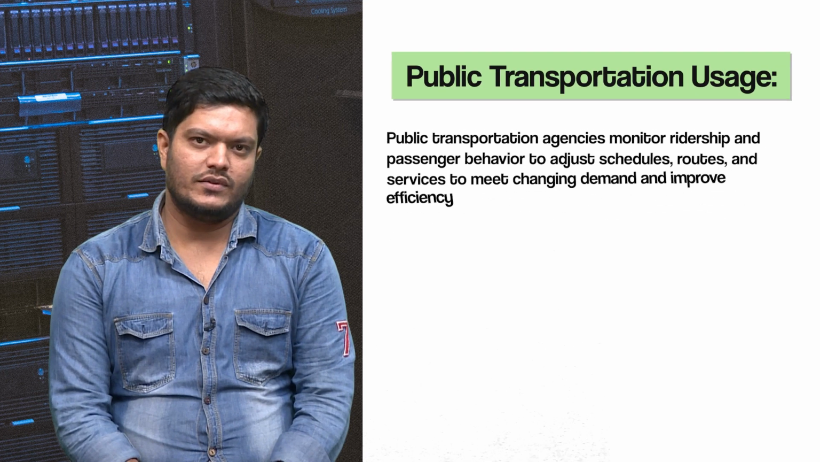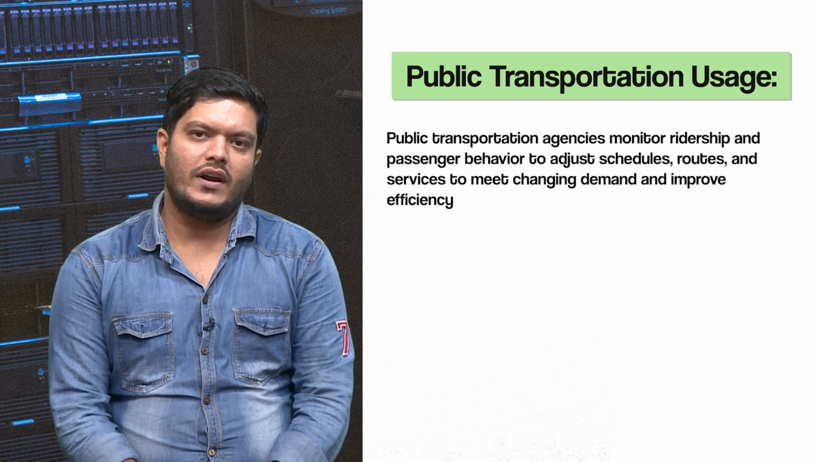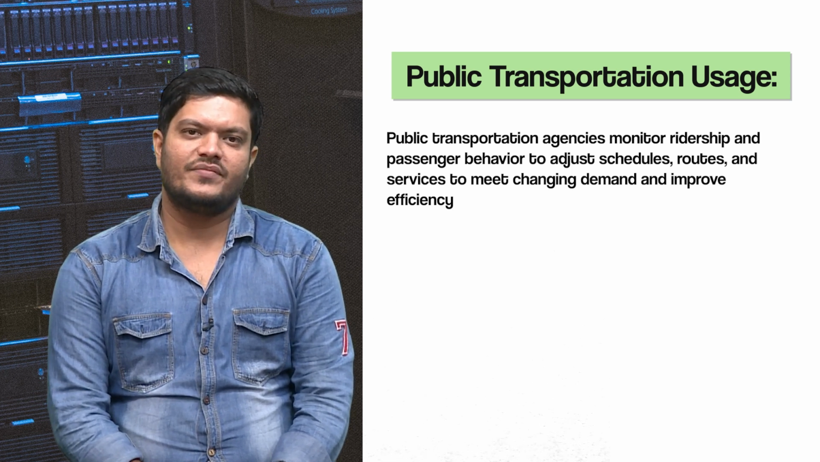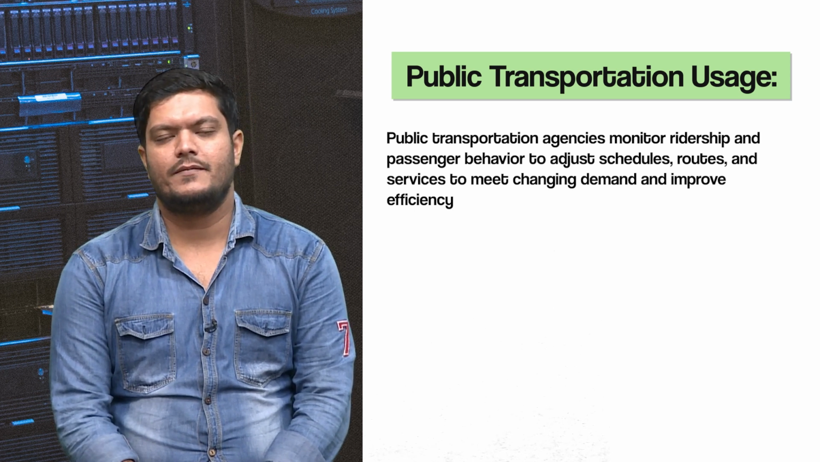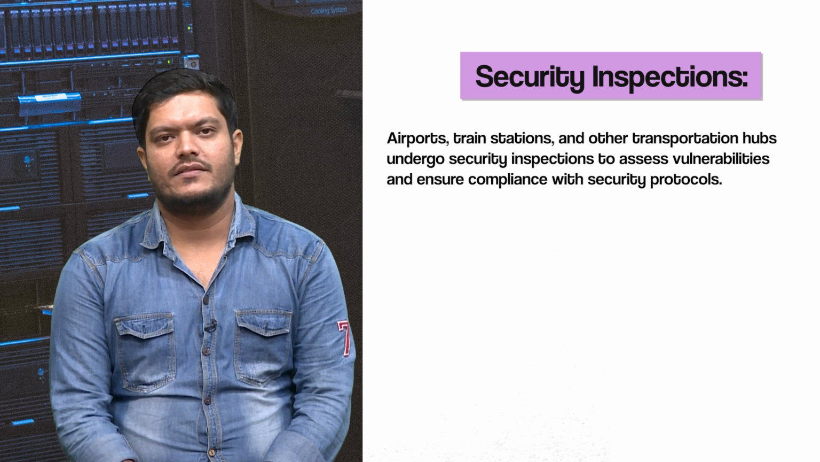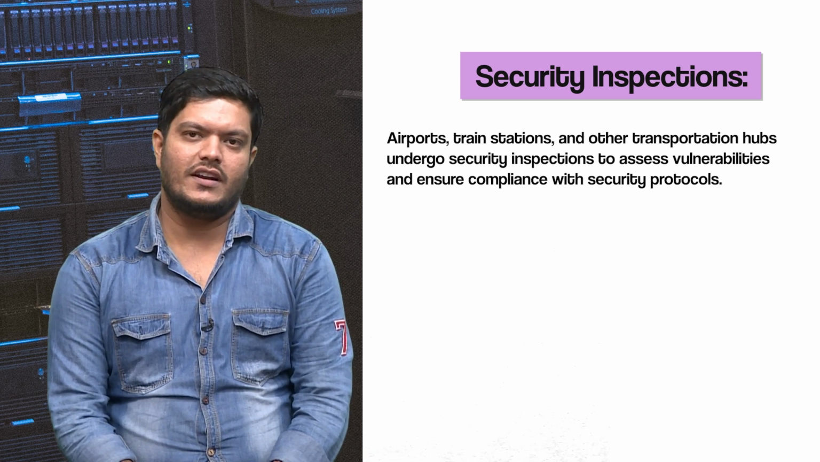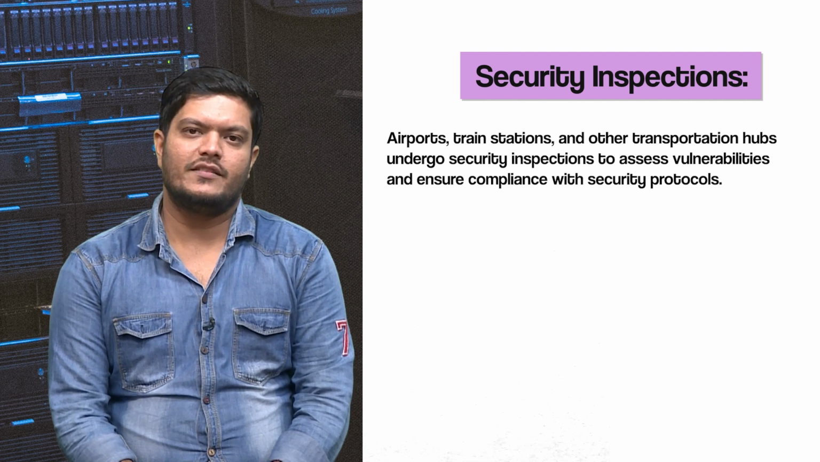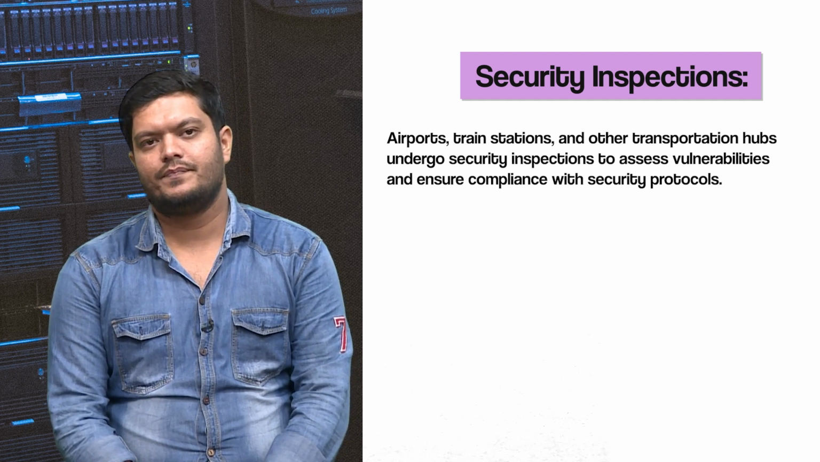Public transportation usage. Public transportation agencies monitor ridership and passenger behavior to adjust schedules, routes, and services to meet changing demand and improve efficiency. Security inspections. Airports, train stations, and other transportation hubs undergo security inspections to assess vulnerabilities and ensure compliance with security protocols.